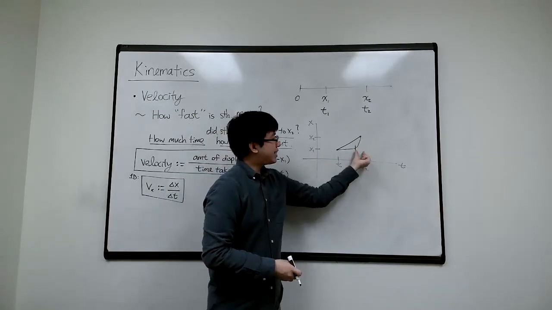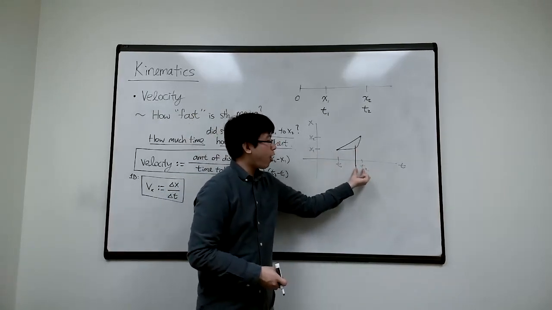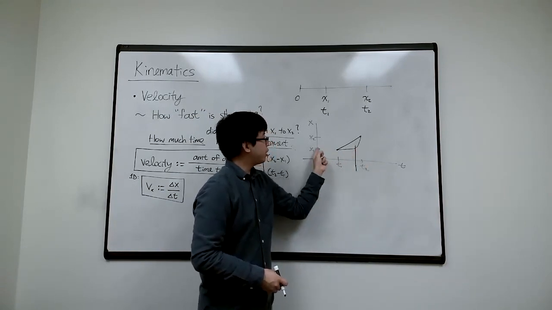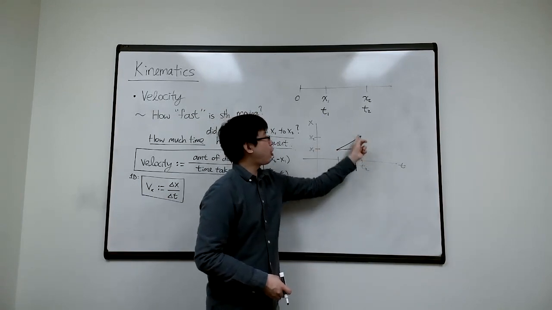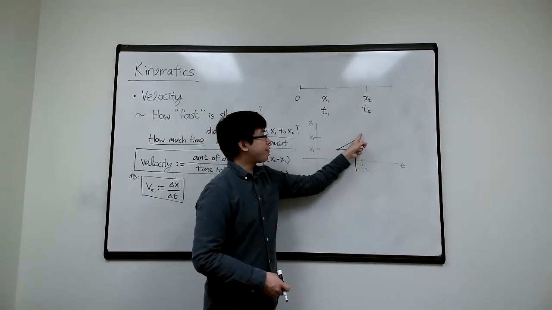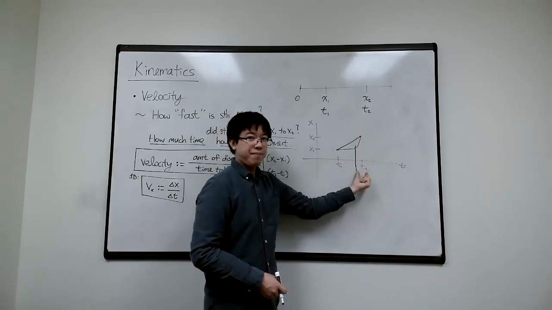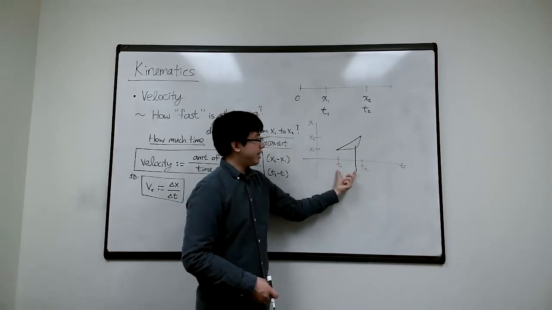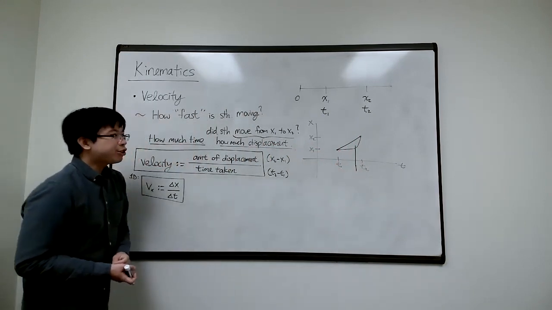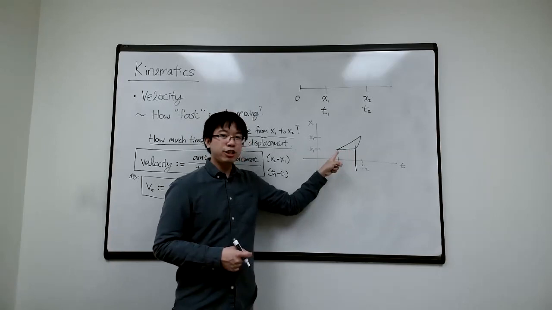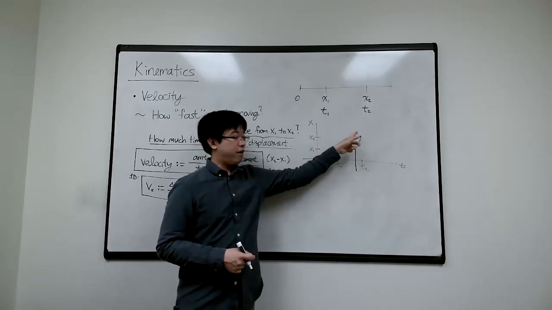And then in the second part of t1 to t2, suddenly I went from just a little bit above x1 and shot right up there. So here, I moved a lot of distance in a short amount of time. Here, I didn't move too much distance in a long amount of time. Okay, so what does this tell you? It tells you velocity has something to do with the slope of this graph.